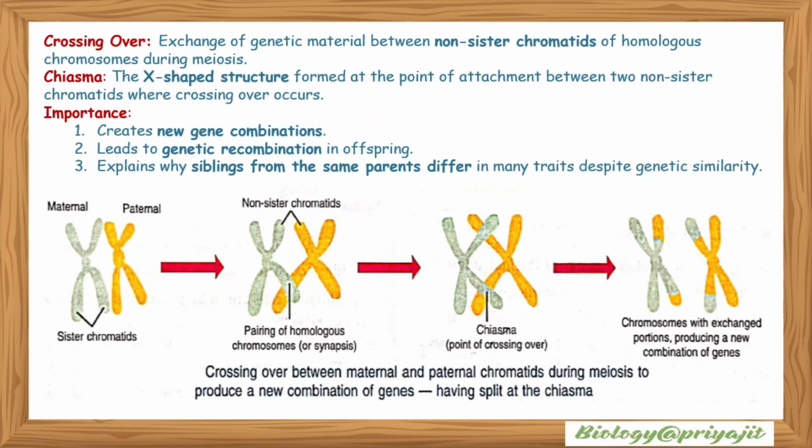Crossing over: exchange of genetic material between non-sister chromatids of homologous chromosomes during meiosis. Chiasma: the X-shaped structure formed at the point of attachment between two non-sister chromatids where crossing over occurs. Importance: it creates new gene combinations, it leads to genetic recombination in offspring. It explains why siblings from the same parents differ in many traits despite their genetic similarity.